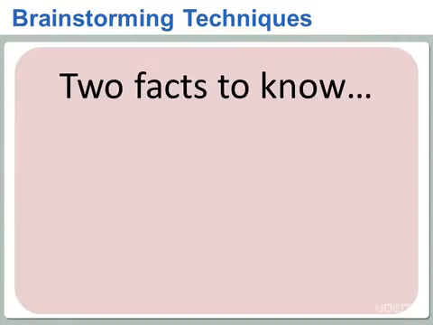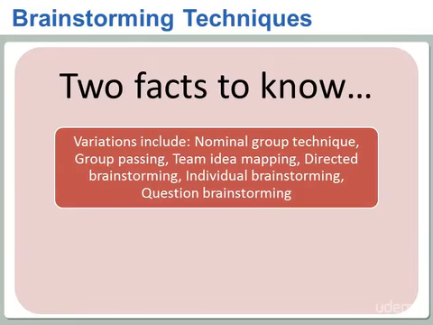A couple of facts to know here. First of all, there are some variations to brainstorming: nominal group technique, group parsing, team idea mapping, directed brainstorming, individual brainstorming, and question brainstorming. I personally sometimes use individual brainstorming on my own when I need to come up with new ideas. But one fact you should also remember is that nominal group technique is in fact mentioned in the PMBOK guide. You don't have to know in detail how each of these work, but if a question pops up on the PMP exam that says nominal group technique is part of, then you have to remember that this is part of brainstorming.